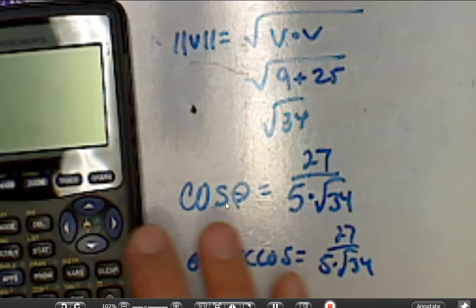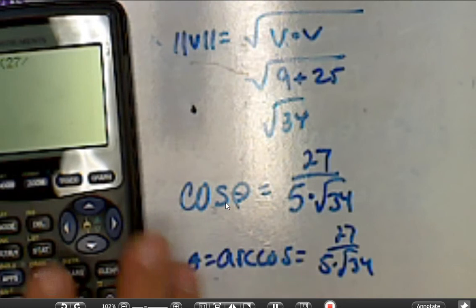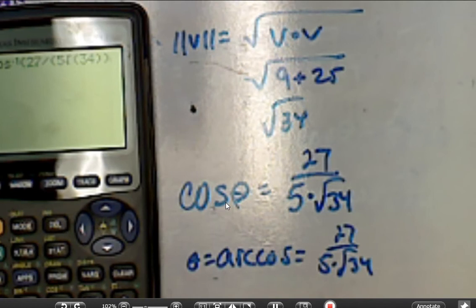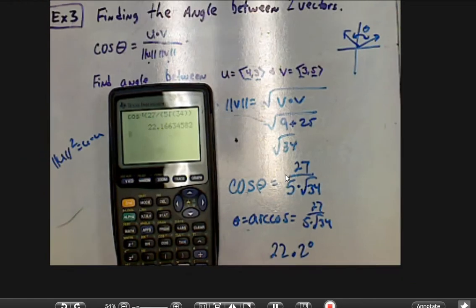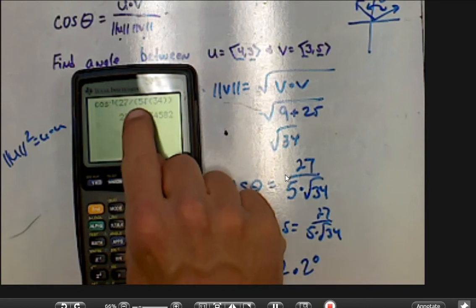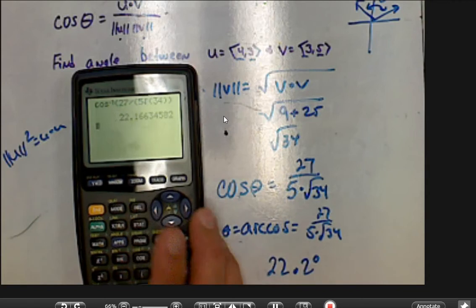Now I'm going to type in second arc cosine 27 divided by, and you're going to need another parenthesis here. So parenthesis 5 second square root 34 parenthesis parenthesis, hit enter, and I get 22.2 degrees approximately as being the angle in between them. I'm going to zoom out so you can see where I wrote them. There it is, 22.2 degrees. But the key is you have to have this other parenthesis after you hit divided by, or you will not get the right answer. Okay?